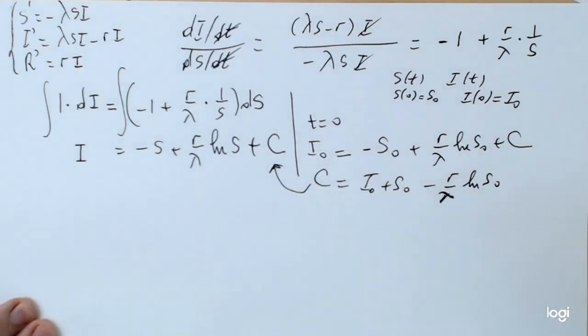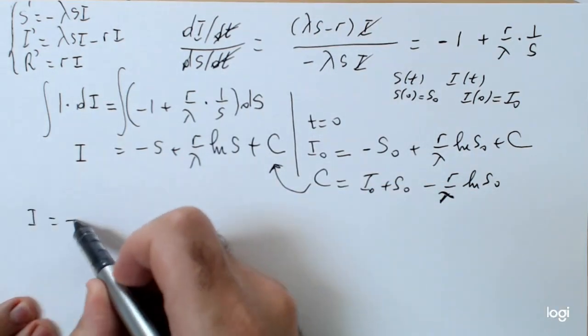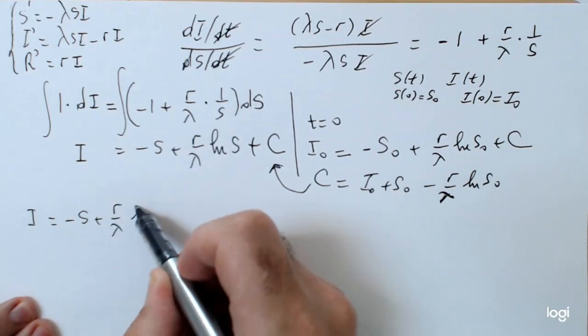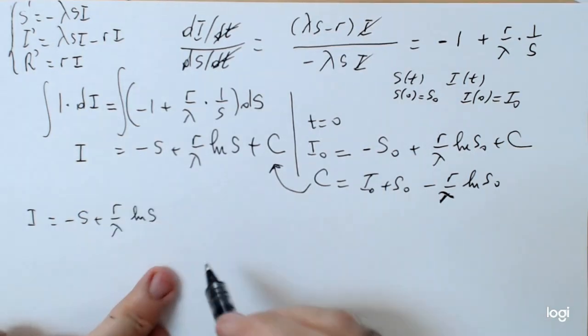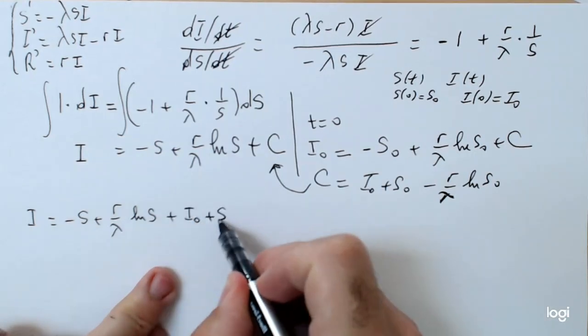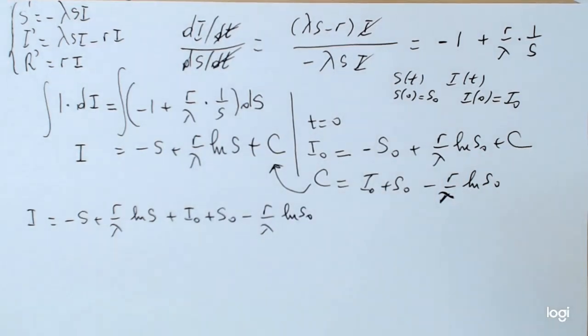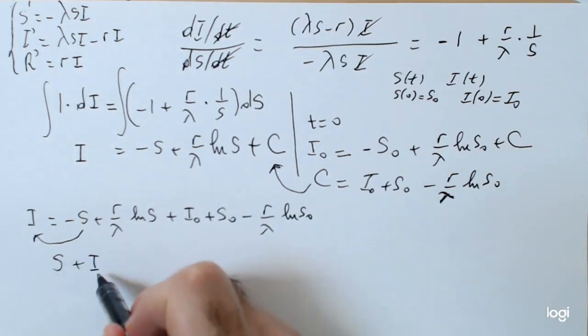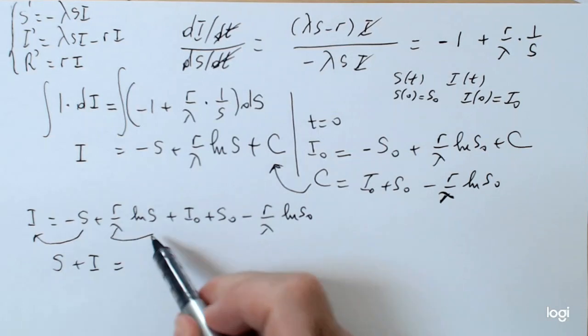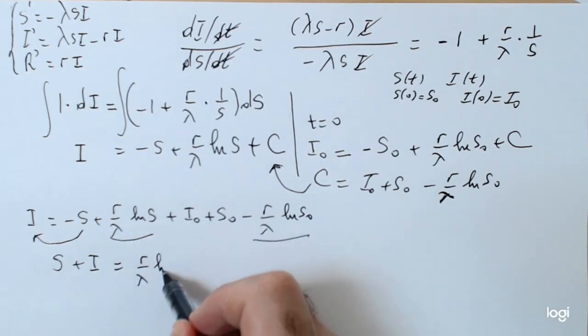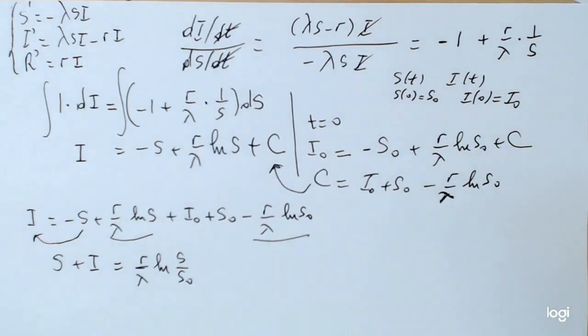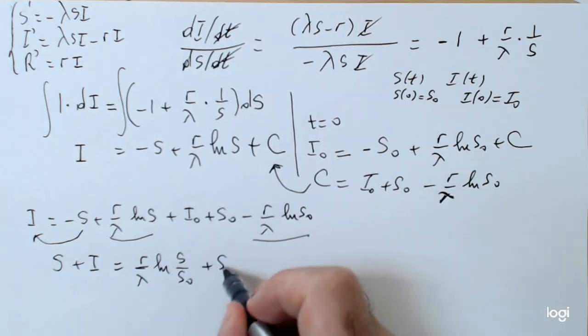So replace it back on the right side, and the full equation that relates S and I becomes this one. And just to make it look a little bit more organized from an aesthetic perspective, let's move S to the left. So S plus I equals R over lambda ln of S over S naught, where we combined the two logarithms using the properties of logarithms, plus S naught plus I naught.